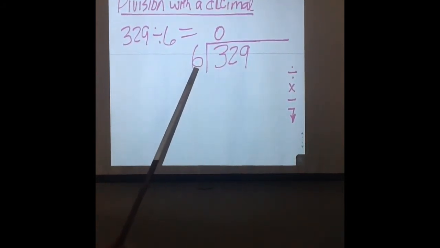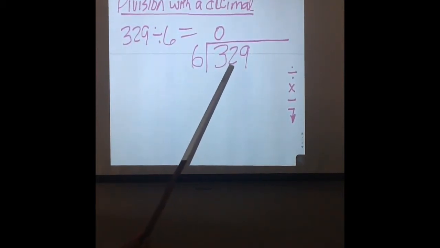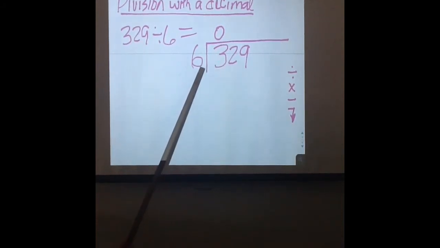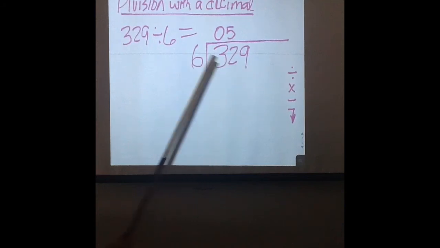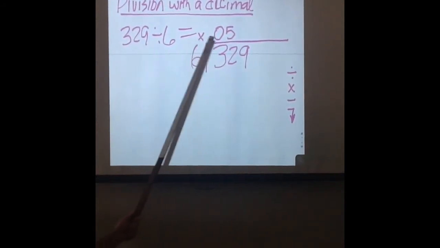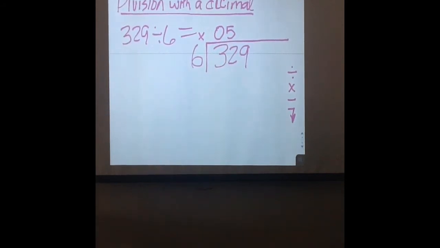Now we're going to ask the daddy divide question again. How many 6s are in 32? I hope you're saying it's 5. So we put our 5 up here. Now we're going to do mommy multiply. 6 times 5 is 30.